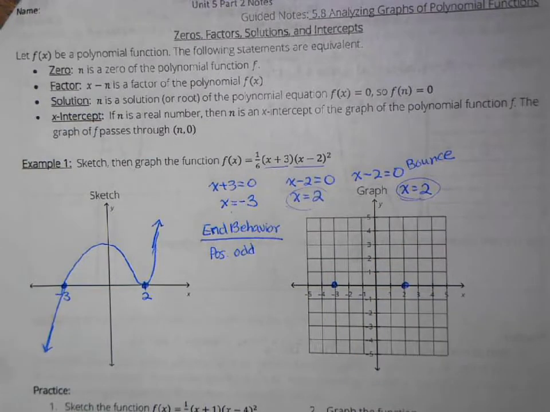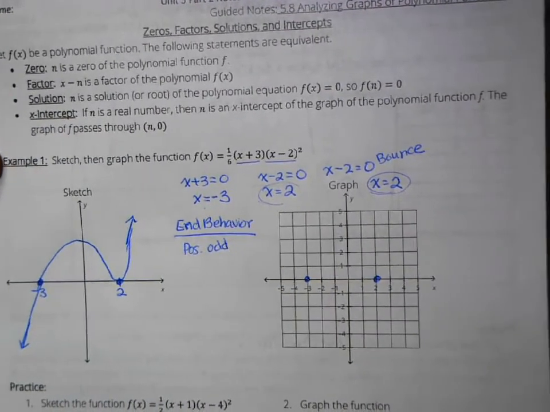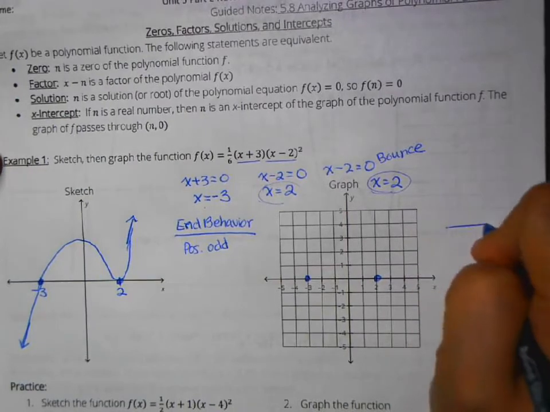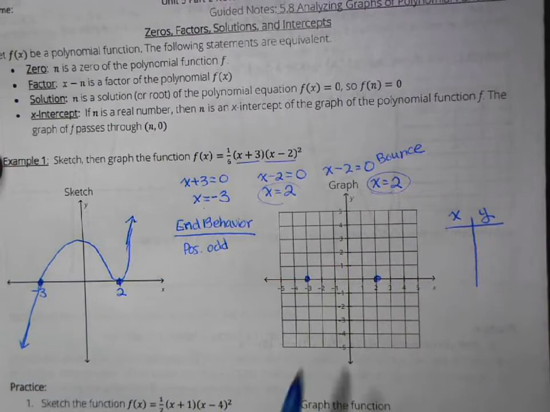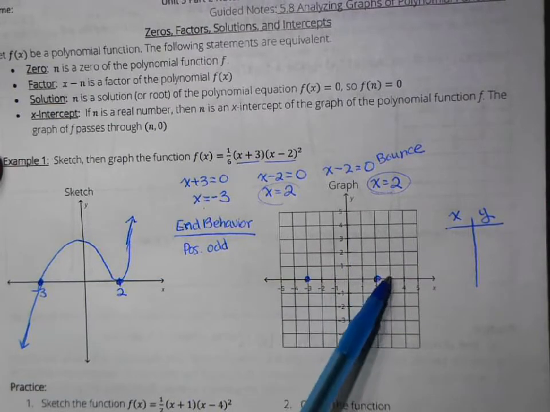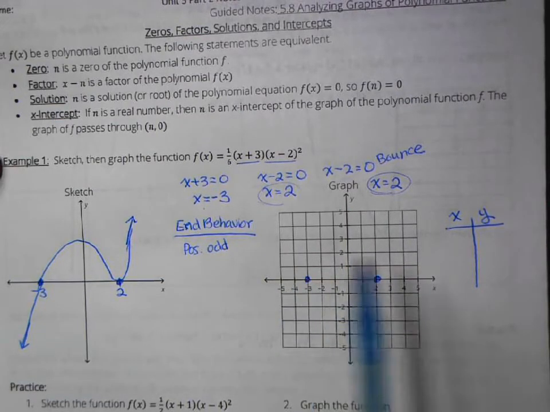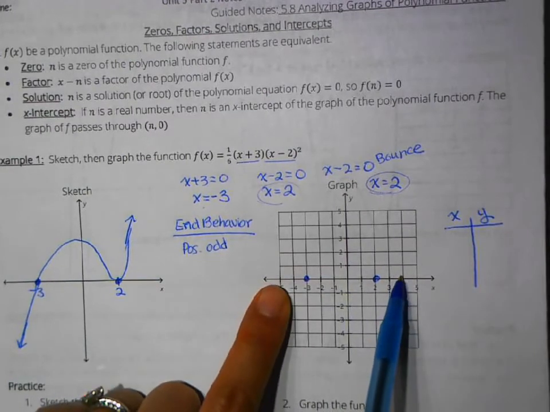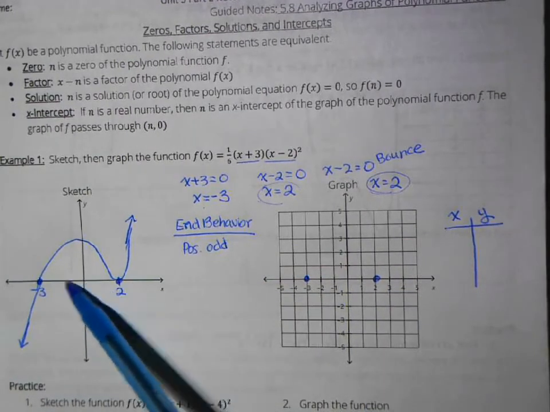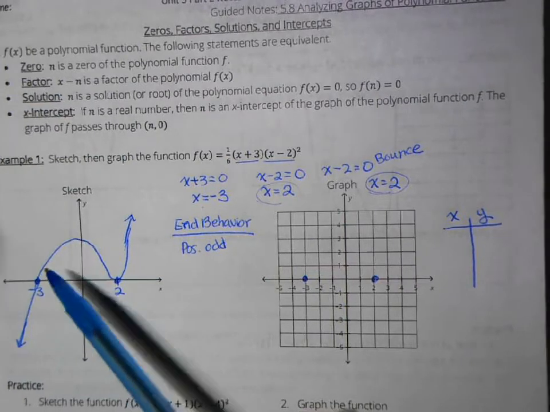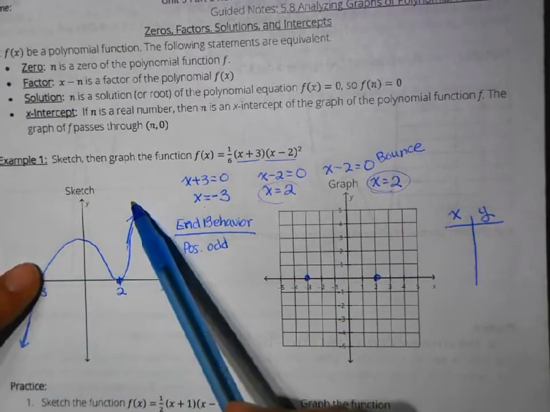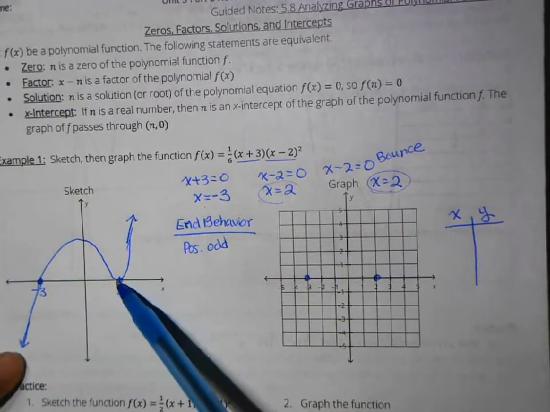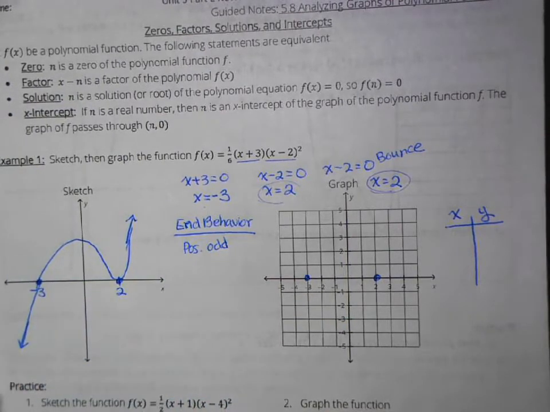To find out a little bit more points, I'm going to use a table. Here's my x value. Here's my y value. I'm going to pick an x value in between the 2 zeros, and I'm going to pick x values on the outside of the zeros. So I know how high the hump is going to go, and I know how high or how low the two end segments are going to go. All right, so let's take a look.